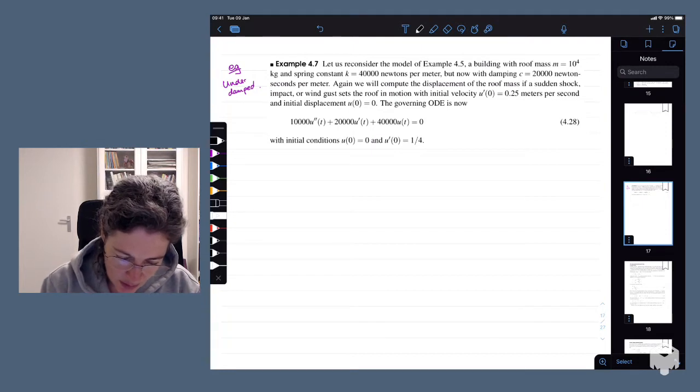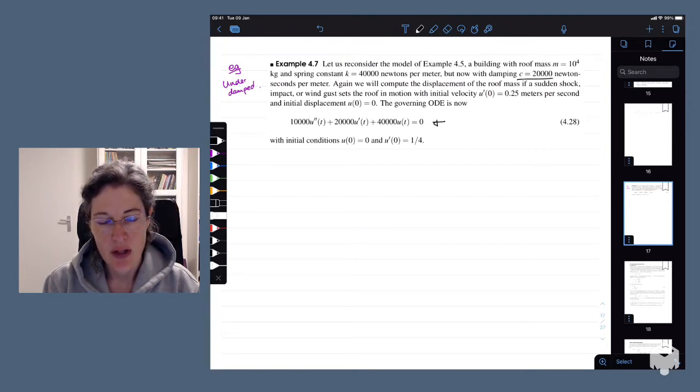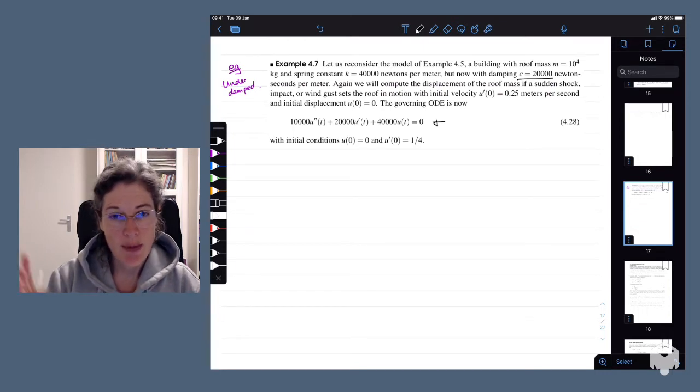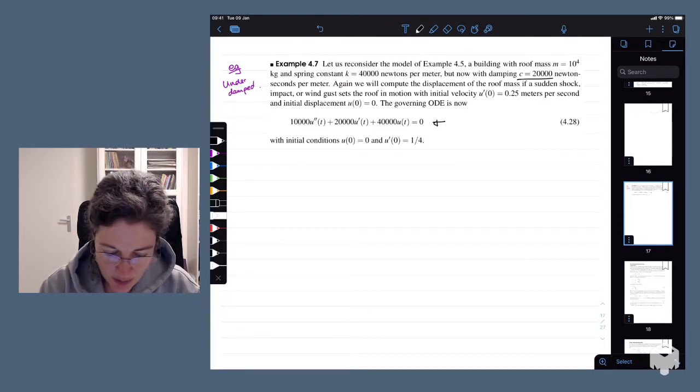So here we're thinking about a building. It has a roof mass of 10,000 kilograms and quite a high spring constant, 40,000 newtons per meter. And now we're going to think about having a damping of 20,000 newtons per meter. So we want to see, if our building had these parameters, what would happen if it experienced a slight movement away from equilibrium. Would it oscillate madly? Would it slowly decay down? Would it immediately decay down? Let's have a look and see.